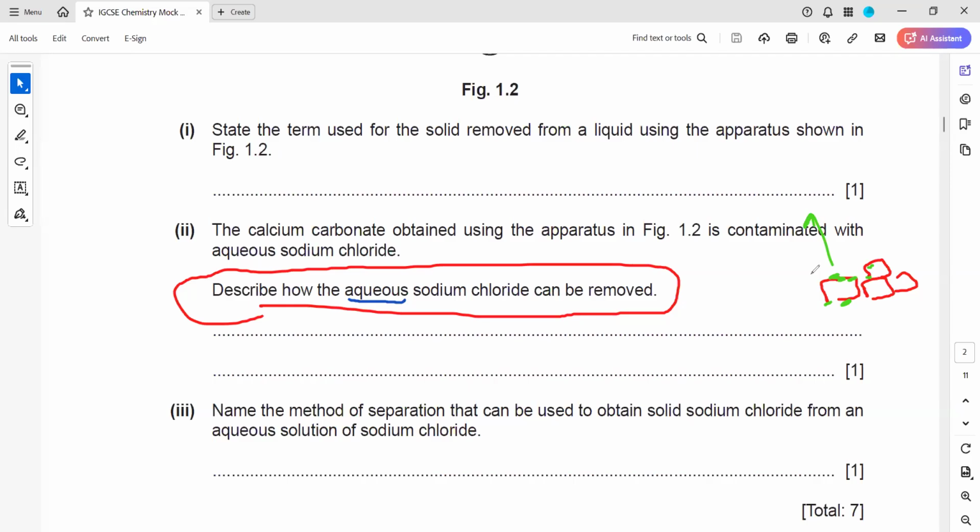As you supply the heat energy, the water will evaporate and the sodium chloride crystals will form, and there will be crystals of sodium chloride and the calcium carbonate together. So it's not separated. If I want to separate a soluble substance from an insoluble substance, what should I do? I should add water, because when I add more water, this water will dissolve all of it and take it out.